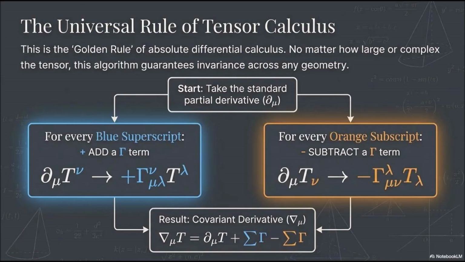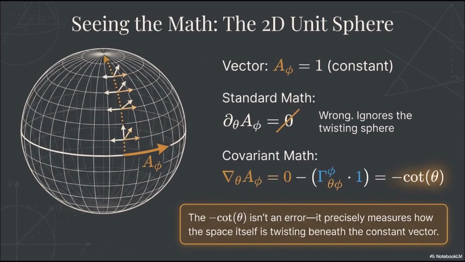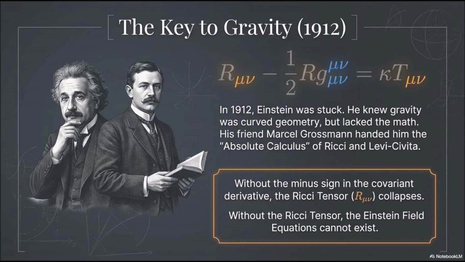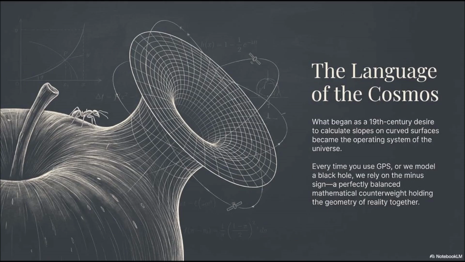Let's look at the anatomy of arguably the most important equation in the history of physics. Einstein field equations: R subscript mu nu minus 1/2 R times g subscript mu nu equals kappa times T subscript mu nu. Look at the left side of that equation. The R subscript mu nu is the Ricci curvature tensor. The manuscript emphasizes with absolute certainty that this curvature tensor is constructed almost entirely out of covariant derivatives. This is the grand why of the entire deep dive.